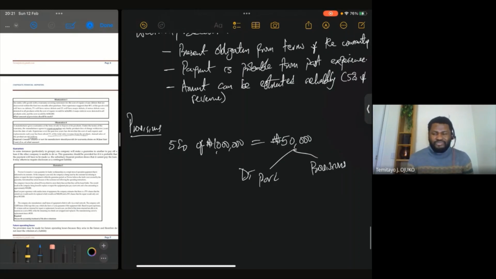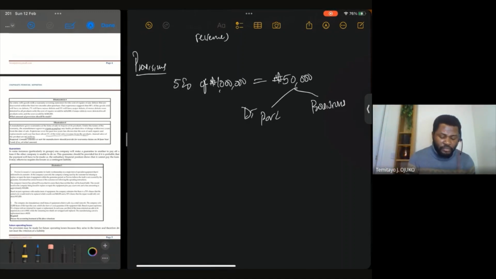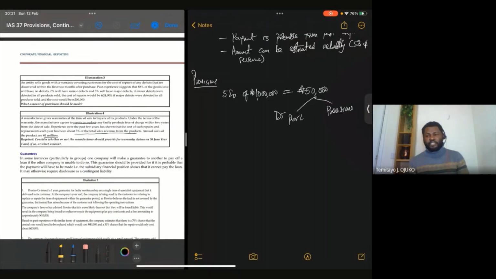Okay. So the question around provision is always quite simple in terms of what an examiner can ask you to do in an exam. Straightforward. You just have to understand how to go about the question and also ensure that the 3 criteria are met. Because if the 3 criteria are not met, then you just have to disclose it. Now, that will bring me to guarantees.